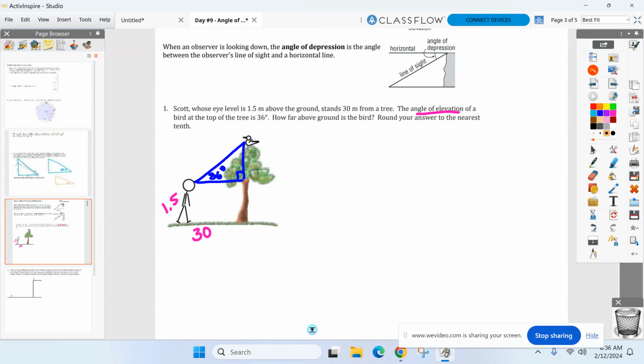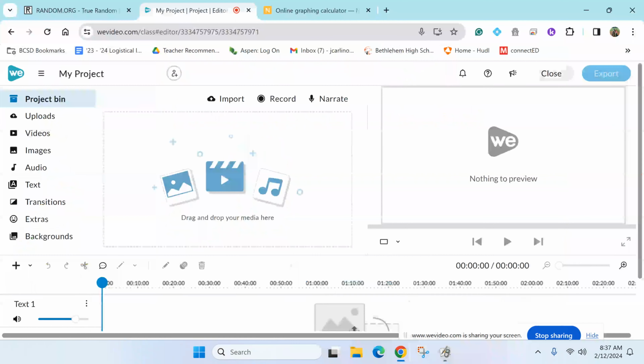But here's the problem. We're looking for how far above the ground is that bird. Ground to bird. What are we looking for there? First thing, do you know a side? I know the 36 degrees. Do you know a side in that right triangle? Do you know a side length based on everything we wrote down and labeled? Any one of these three sides?